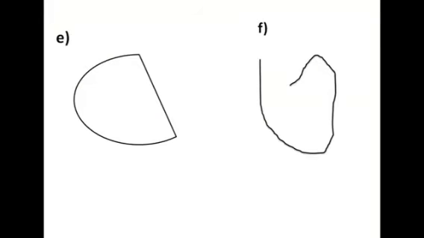Look at these two figures E and F and identify them. In figure E, there is no opening, it's a closed figure, whereas in F you can see there is one opening, so it is an open figure. It's very easy, please write it down. Figure E is a closed figure, figure F is an open figure.